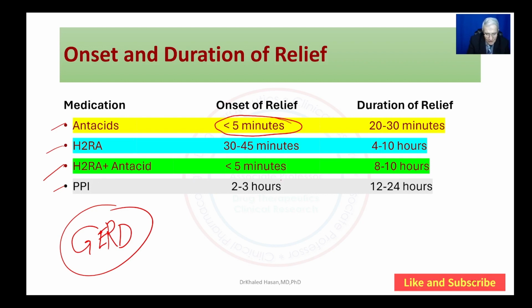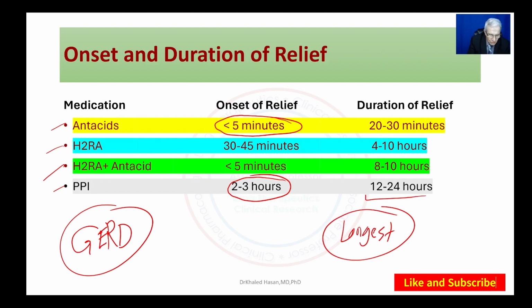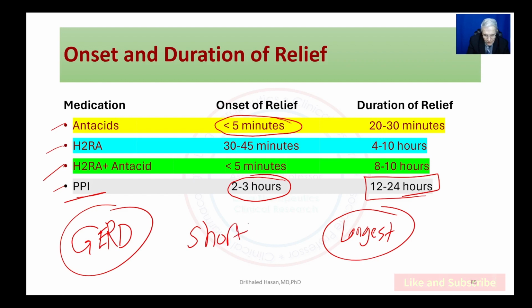Which one will have the slowest onset of action? PPI, it takes 2-3 hours. Then, speaking about duration of action, which one has the longest duration? PPI will have the longest duration of action, 12 to 24 hours. Which one has the shortest duration of action? Okay, 20 to 30 minutes.